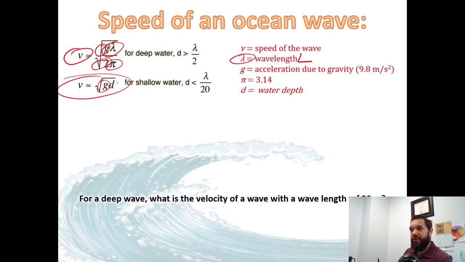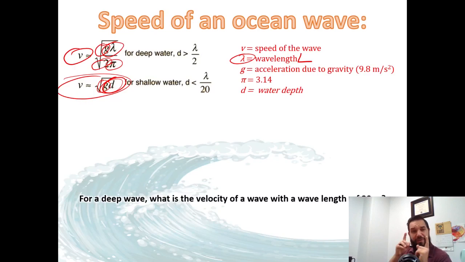9.8 meters per second squared times the depth. So it's the square root of the gravity acceleration times the depth. Gravity acceleration is always the same. It never changes. It's a constant. It's about 10 meters per second squared. For the purposes of this class, it's okay to just round it off to 10, to make the calculation easy. 10 meters per second squared. The d is the depth.